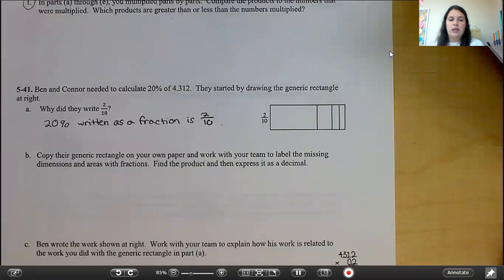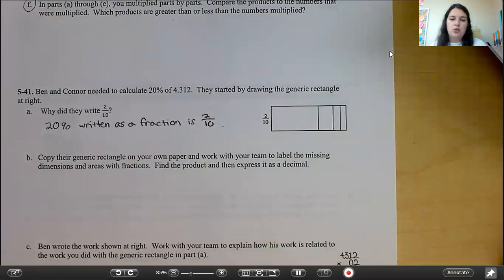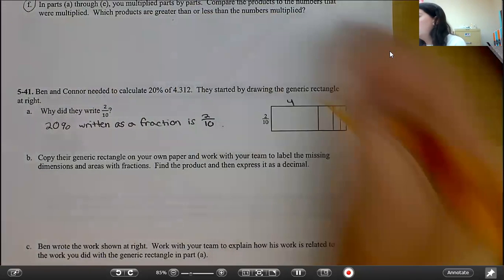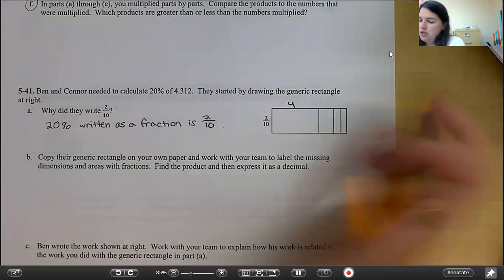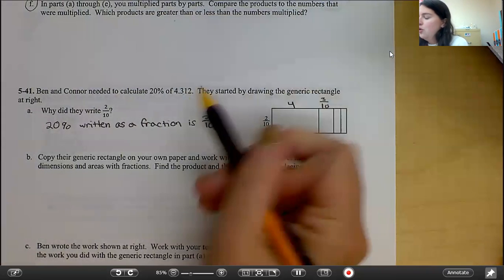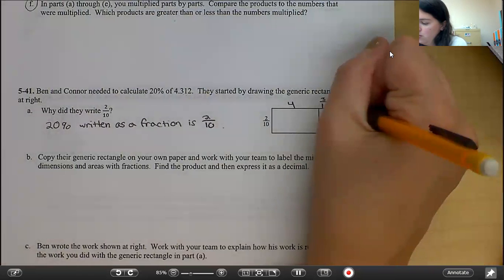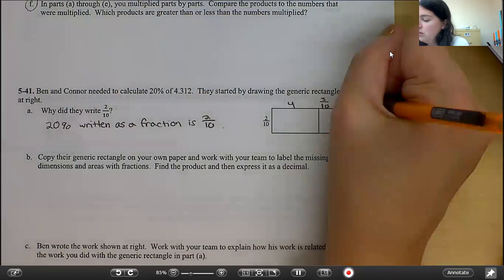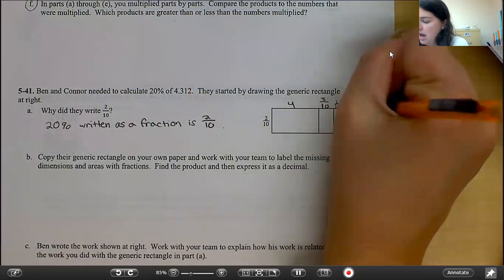B says copy their generic rectangle on your paper, which is already there for you, and work with your team to label the missing dimensions in areas with fractions. Find the product and then express it as a decimal. So go ahead and try this on your own, and then I will go over it with you. Okay, if you're back with me, you have tried this one on your own. So we have 4, because that is our whole number. And then we need to write the other parts as fractions. So the 3 is in the tenths column, so it's 3/10. The 1 is in the hundredth column, so it's 1/100th. And the 2 is in the thousandths column, so it's 2/1000ths.